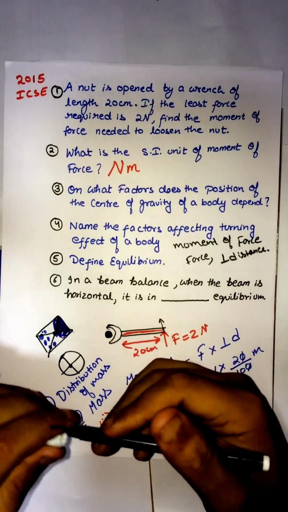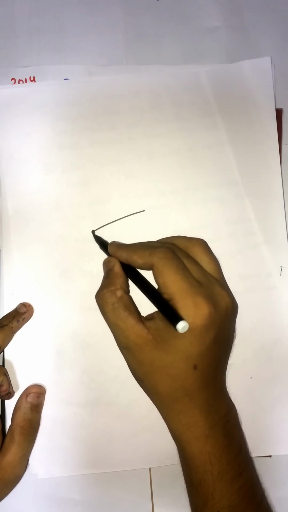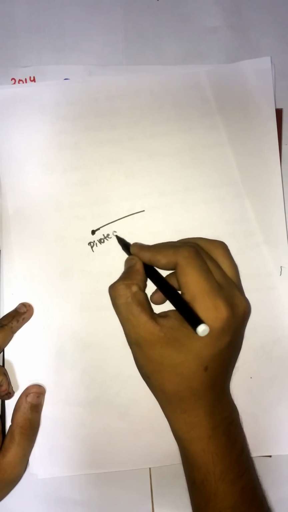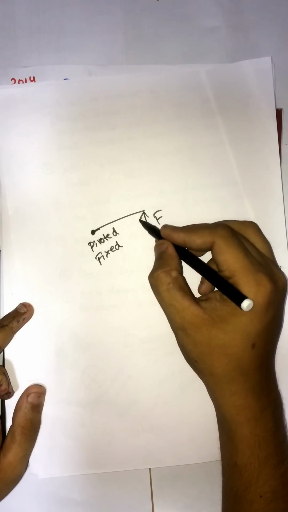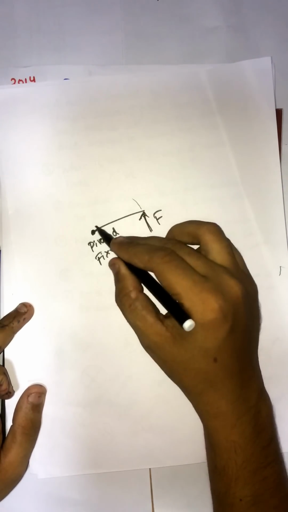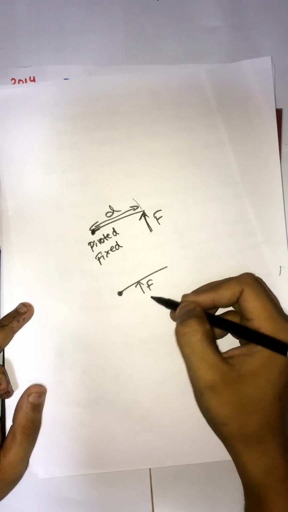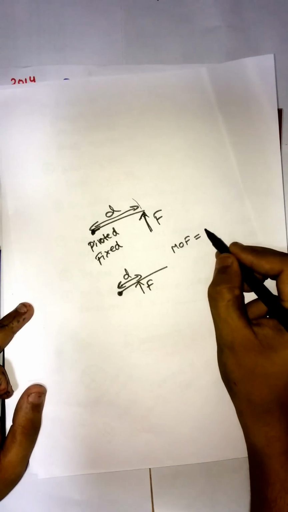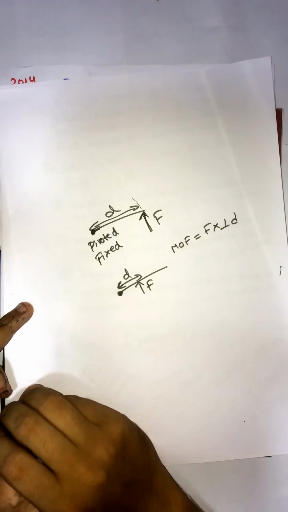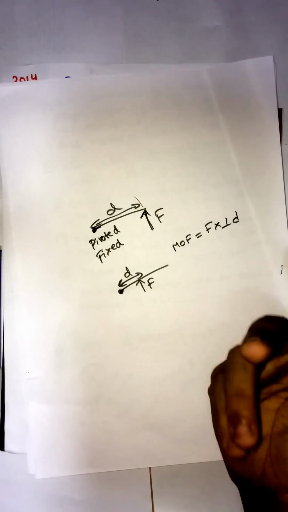What is this perpendicular distance? I'm explaining to you. Suppose we want to rotate a body. Over here this rod is pivoted, fixed from this side, and we want to rotate this rod. So we apply a force over here. If I apply a force over here, it will rotate very easily because the distance is large. But if I apply the force over here, I will require a greater force to rotate it because the distance is small. You see, moment of force has the formula force into perpendicular distance. So if you increase the distance, the force will be less. If you decrease the distance, the force will be more.